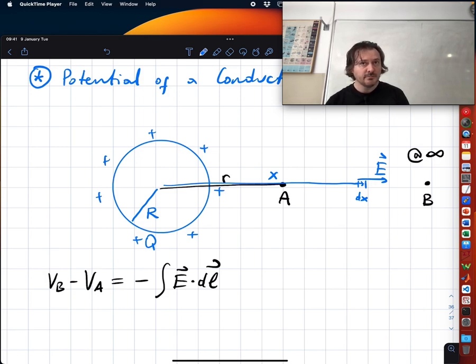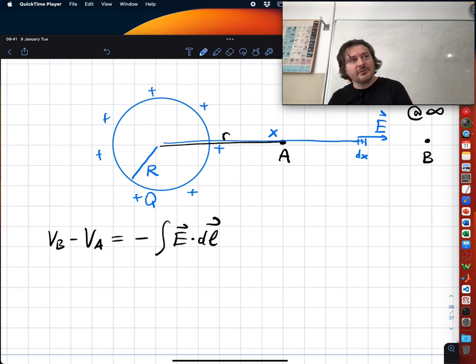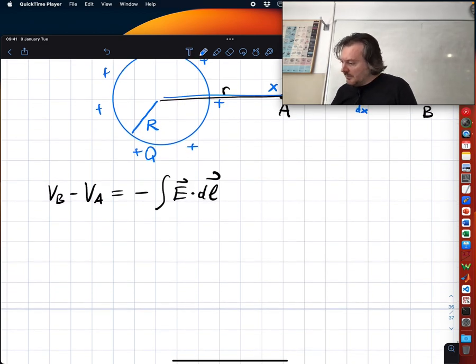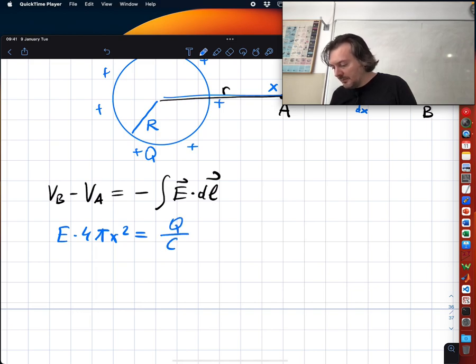Are you following? So we are putting together lots of ideas. I hope you are following. How did we find electric field because of a uniformly charged metal? What did we use? Gauss's law, yes. So you use Gauss's law, E times 4 pi x squared equals Q enclosed, which is just Q over epsilon 0. So you get yourself the expression for the electric field.